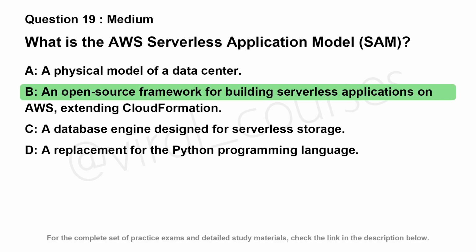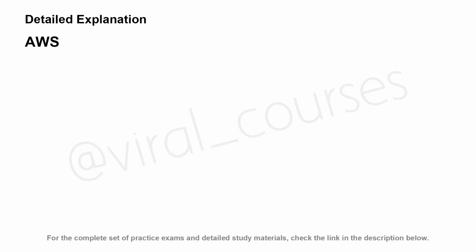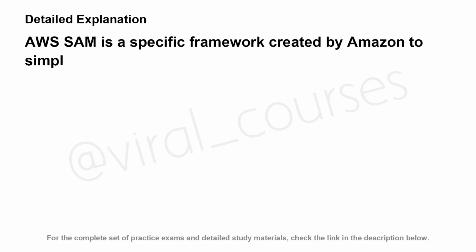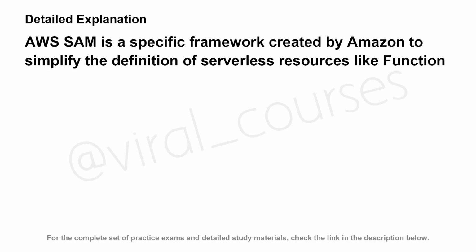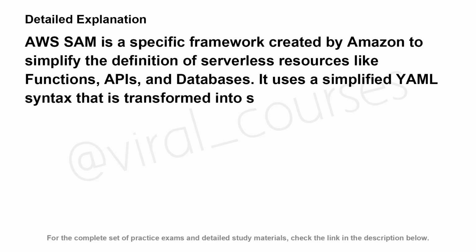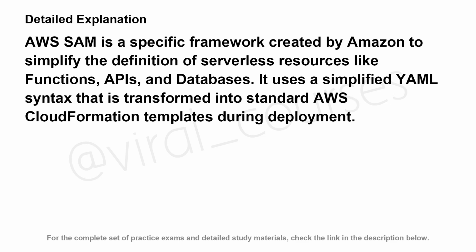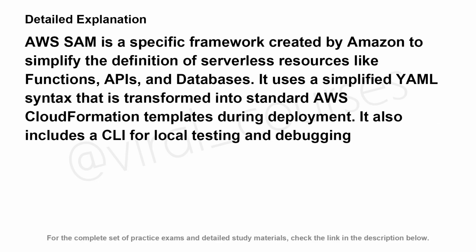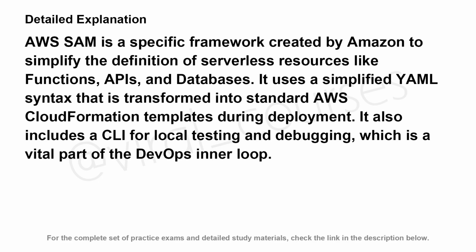The correct answer is B. AWS SAM is a specific framework created by Amazon to simplify the definition of serverless resources like functions, APIs, and databases. It uses a simplified YAML syntax that is transformed into standard AWS CloudFormation templates. During deployment, it also includes a CLI for local testing and debugging, which is a vital part of the DevOps inner loop.